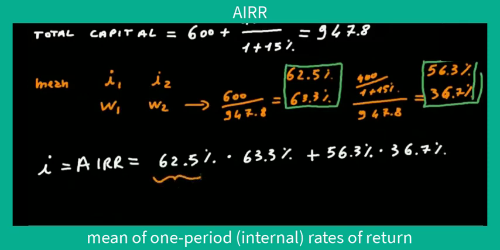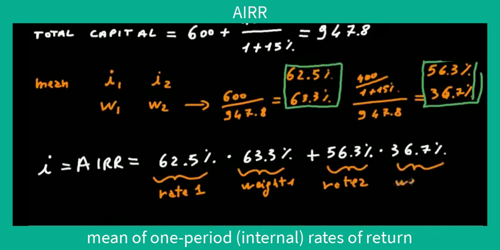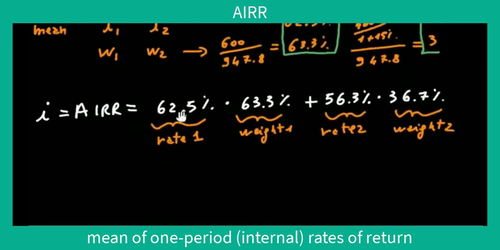So this is the first holding period rate. This is the second holding period rate, and we have multiplied it by the weight. This is the first weight, weight 1, and this is the second weight, weight 2. The result is exactly what we have obtained in the previous video. The rate of return of the project is 60.2%.